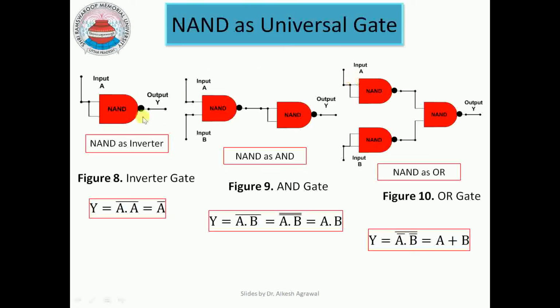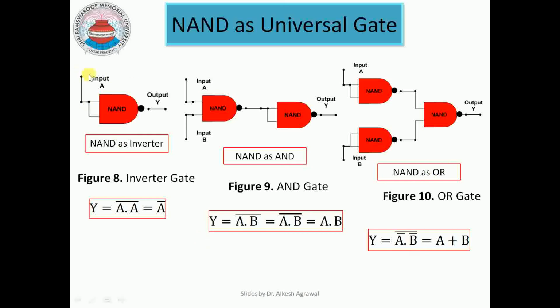So in this particular slide, you can see a NAND gate being used as an inverter. Here, the NAND gate is being used as an inverter. Here, the combination of two NAND gates is realized as an AND gate, and here the combination of three NAND gates is used to realize an OR gate. So the idea behind discussing this is that NAND is a universal gate. Why is it a universal gate? Because we can realize an inverter gate, we can realize an AND gate, and we can also realize an OR gate.